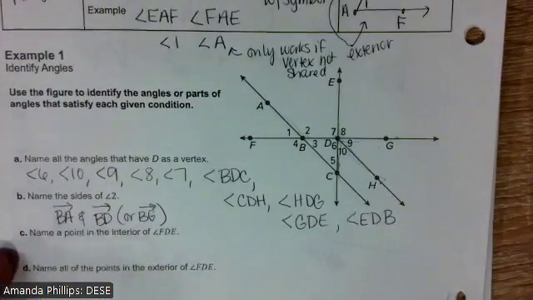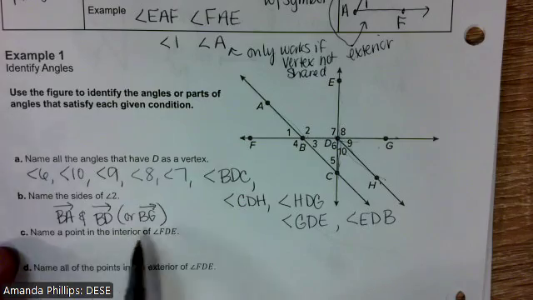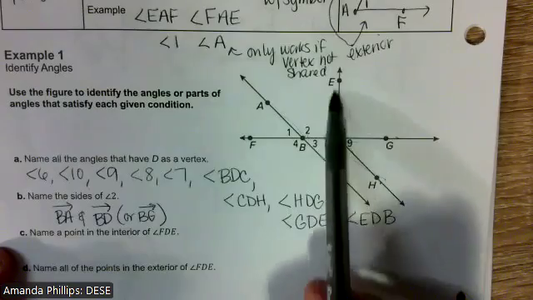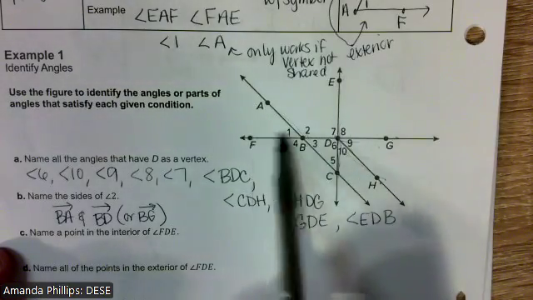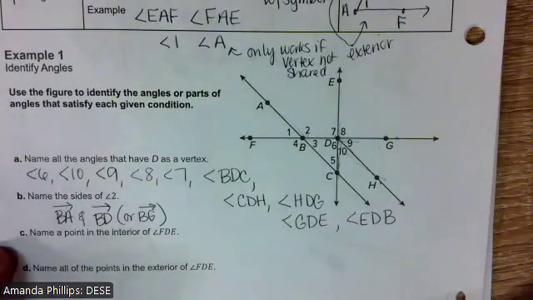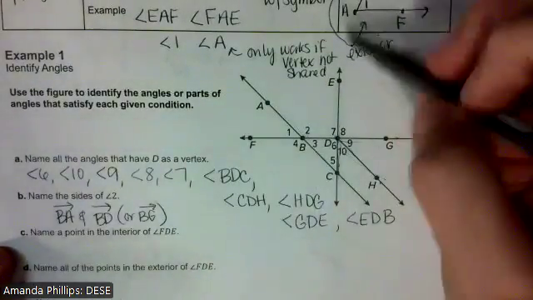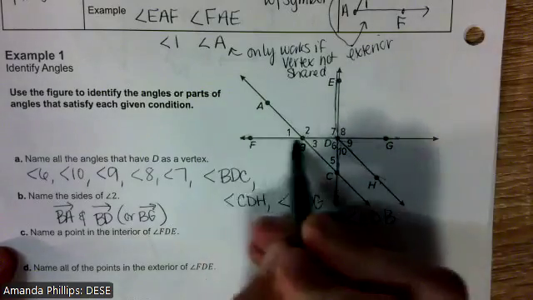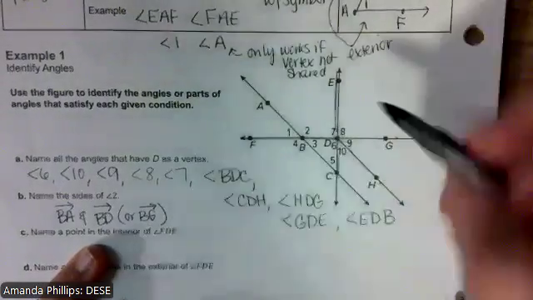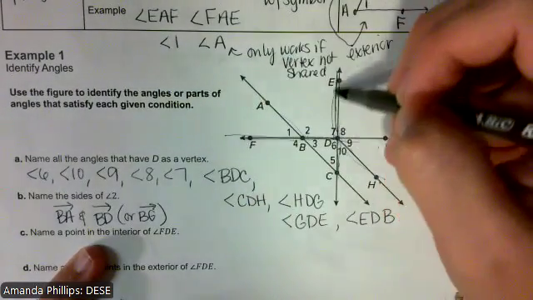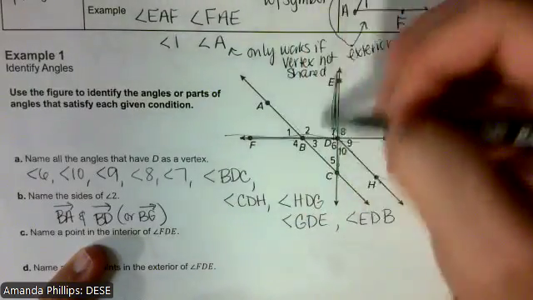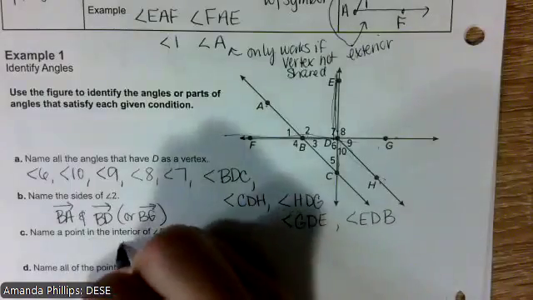Okay, all right. Name a point on the interior, the inside, of angle FDE. Do you notice how every time I'm tracing it with my pencil just to figure out what I'm looking at? Because there's so much stuff going on. So trace it, make it a little darker so we can see exactly what we're talking about. Name a point in the interior of angle FDE. Well, a point in the interior, inside this angle, there's only one. It's point A.